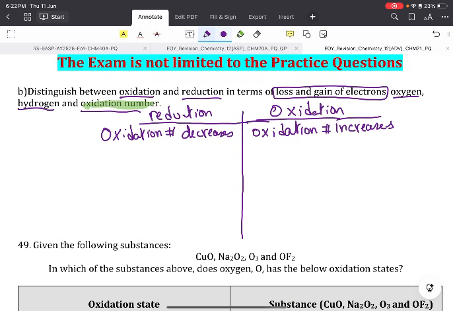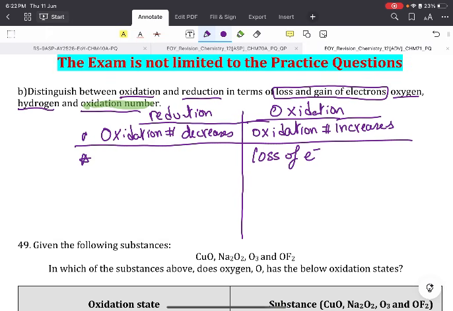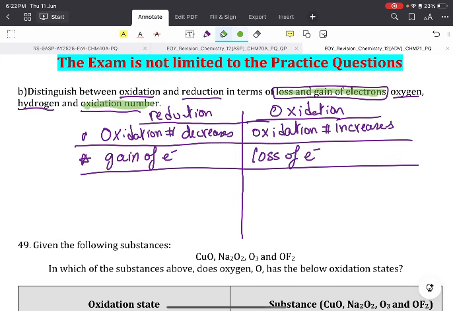Now let's discuss it in terms of losing and gaining electrons. Oxidation is a loss of electrons. We remove the minuses, that's why the oxidation number increases. Whereas in the reduction, it's a gain of electrons. Electrons are negative, so if I add negatives to an element, the oxidation number will go down, will decrease. So now loss and gain of electrons is done.